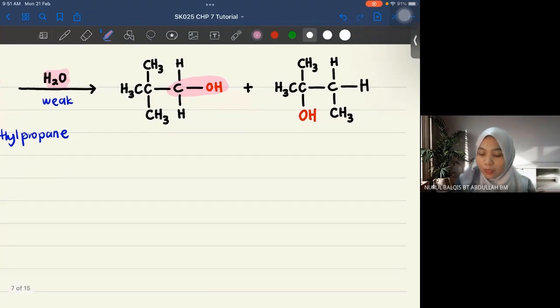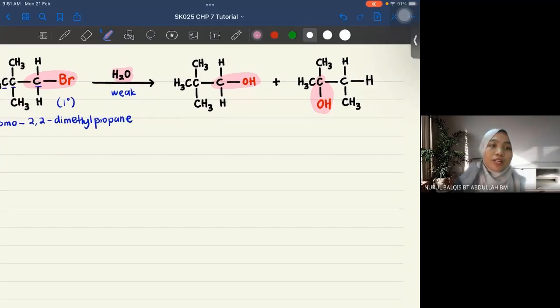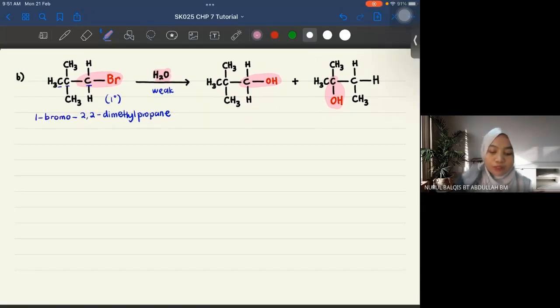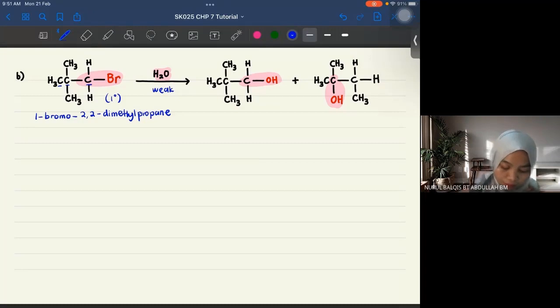But then dia ada berlaku apa dekat sini? Rearrangement. Yes, rearrangement. Whenever you have rearrangement, mesti dia buat carbocation. Bila dia mesti buat carbocation, they will go for SN1 or SN2? SN1. Yes, SN1. Yes, thank you. Mechanism. Okay, so kita akan buatlah kita punya mechanism kita.